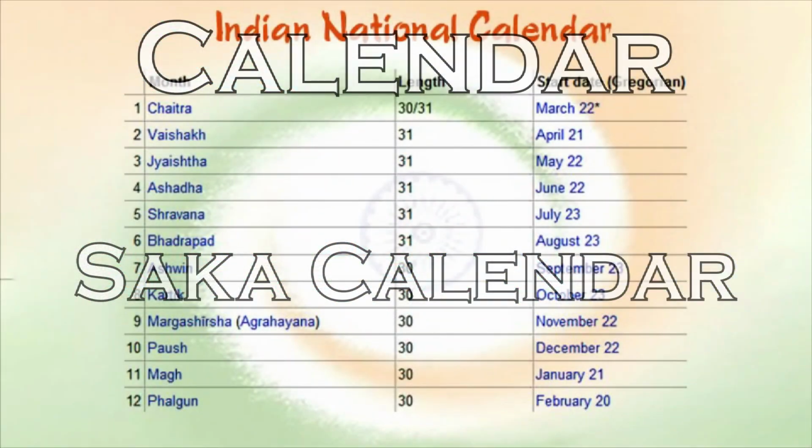National calendar. The Saka calendar was introduced by the Calendar Committee in 1957 and was declared the national calendar of India. The official starting date is 1 Chaitra 1879 Saka era, or 22 March 1957.